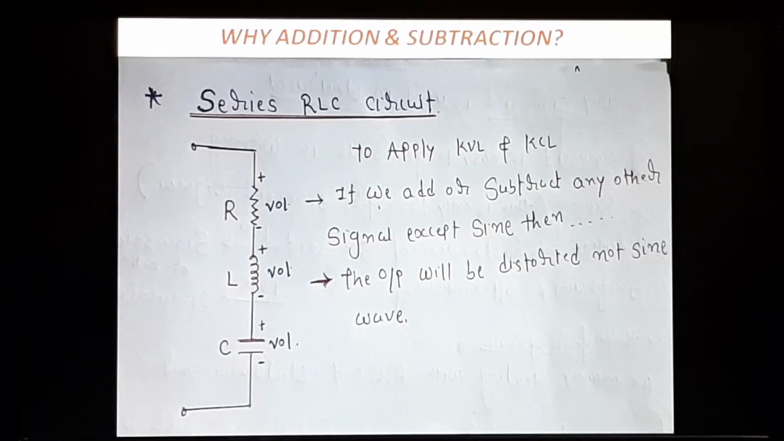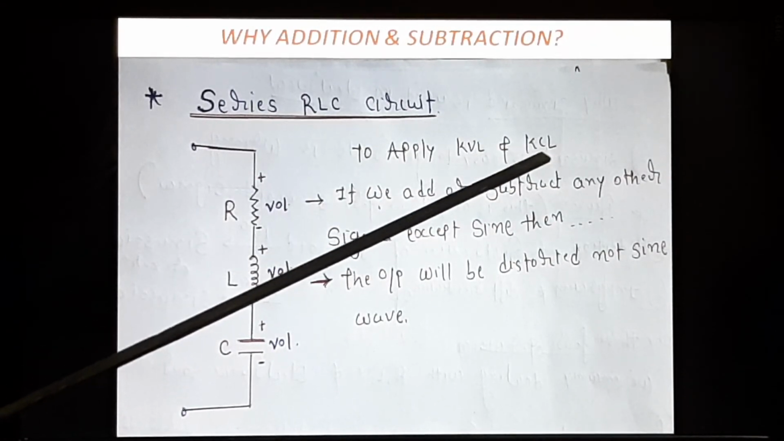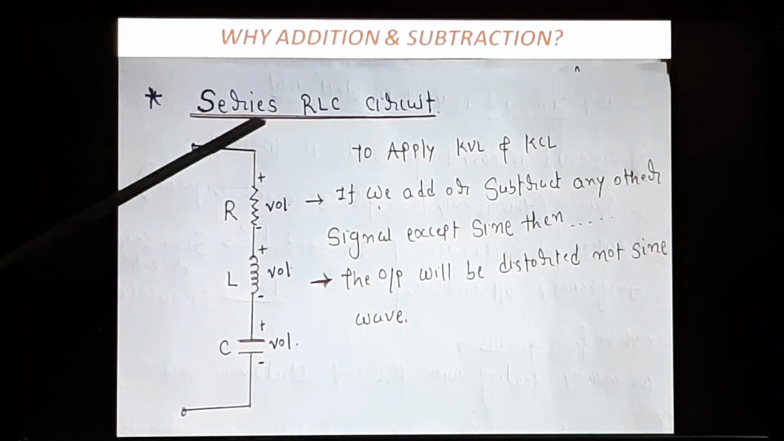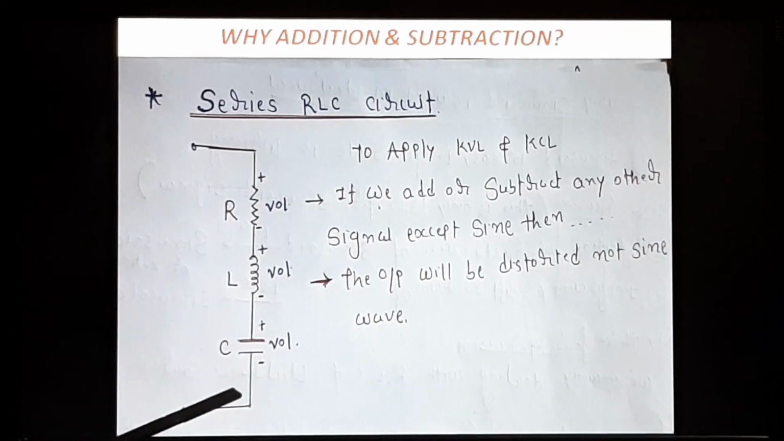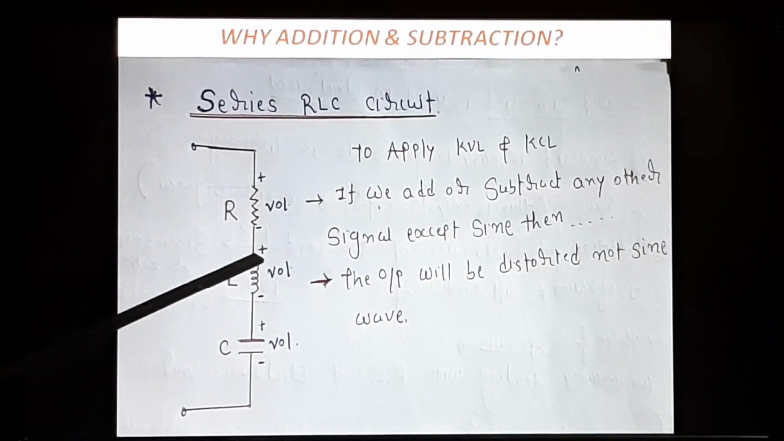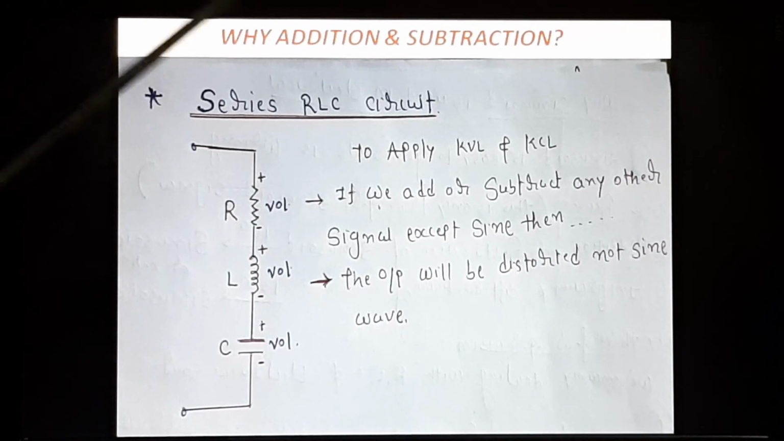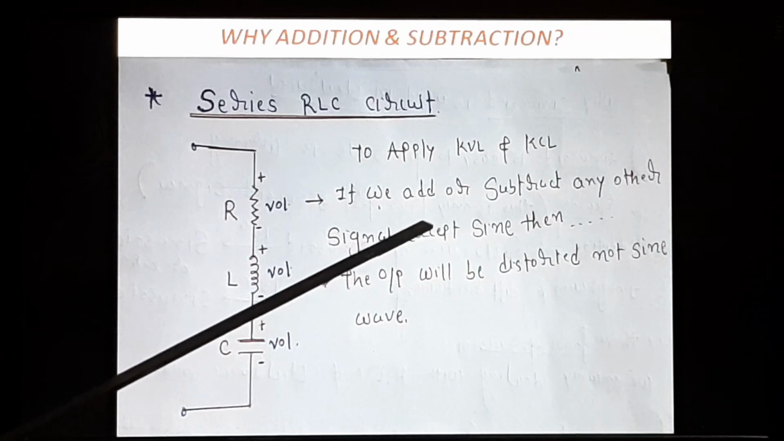Now I have talked about the differentiation and the integration. So your question that why addition and subtraction? So simply it is due to the KCL and the KVL, Kirchhoff current law and the Kirchhoff voltage law, because this is the circuit of the series RLC circuit. This is series R, L and C. Voltage across resistance, voltage across inductance and voltage across capacitance. Now I have to get these results, so I have to add or subtract any other signal, right?